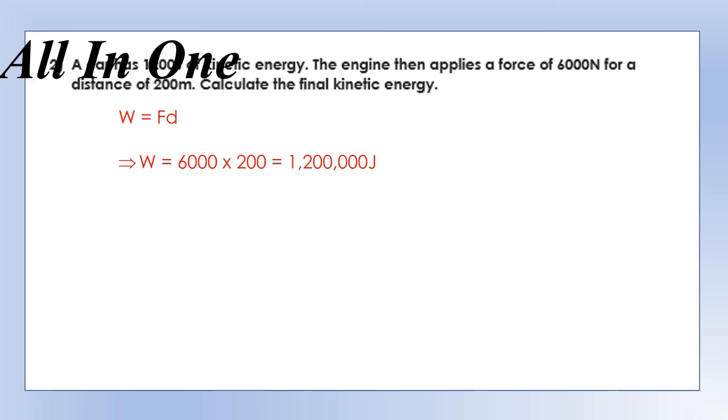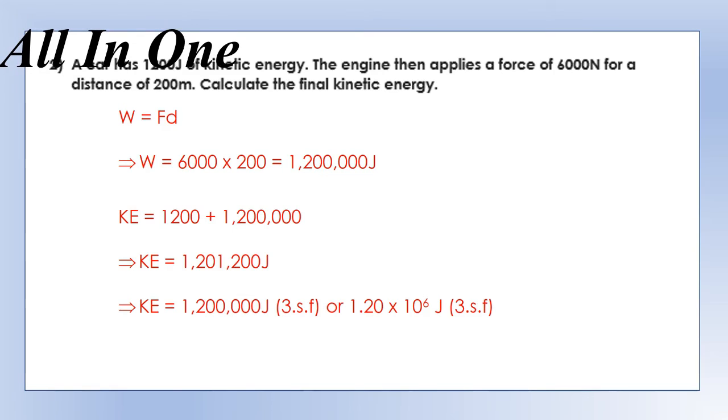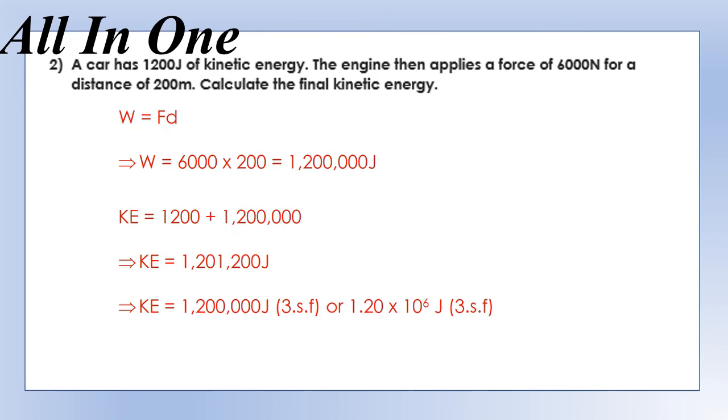All right, let's take a look. So first thing we're going to do is calculate how much work the engine has done. So it's going to be 6,000 times 200. So an engine does work to increase the kinetic energy, so the kinetic energy is going to be adding together those two energies. And then, once we've got our final answer, we're going to round it to an appropriate number of significant figures. So if we look at our question, 1,200 is 4 significant figures, 6,000 is 4, 200 is 3, so I'm going to give the answer to 3 significant figures in either of those two forms you can see there.